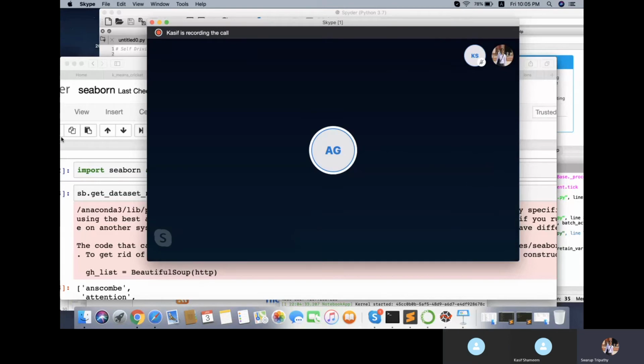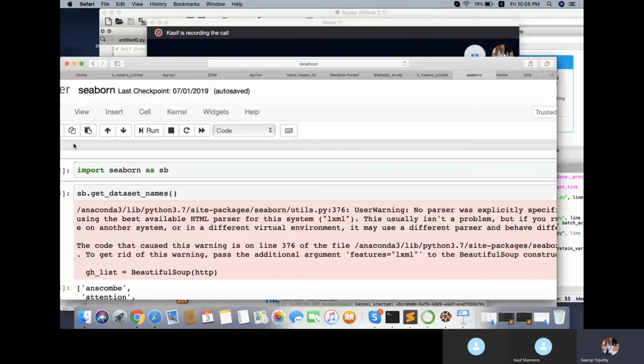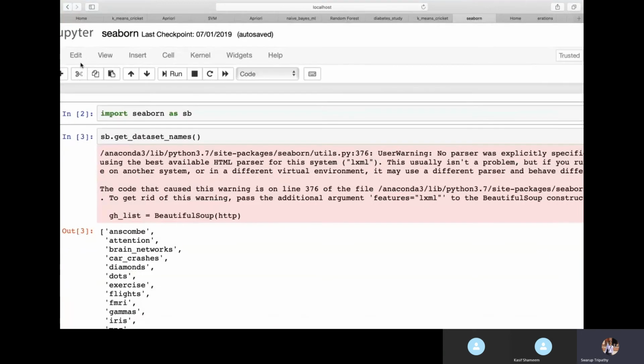Okay, see, first you import this package Seaborn. My screen is visible, right? Yeah. Okay, so you can import this package. Then we will take some data sets from Seaborn and we'll try to analyze and visualize those data. So first you import Seaborn as sb, then you can write sb.get_dataset_names. It will show you all the data sets which Seaborn is providing. And we'll take two, three data sets from here and we'll visualize those.